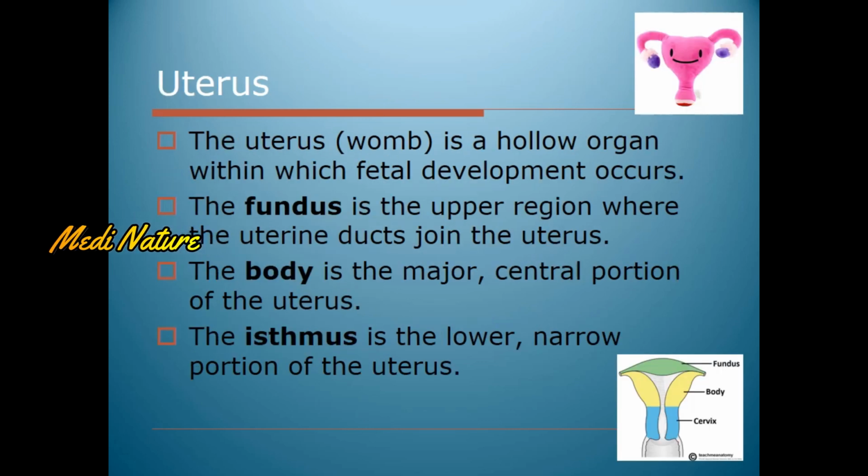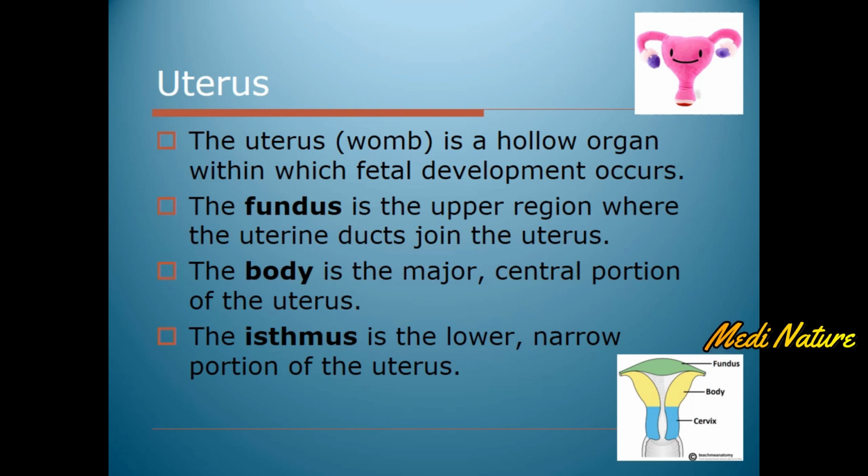Let's see about the next part of the female reproductive system. That is the uterus, or in common terms, the womb. The uterus is a hollow organ within which fetal development occurs, and it consists of three main parts: the fundus, the body, and the isthmus. The fundus is the upper region of the uterus where the uterine tubes join with the uterus.